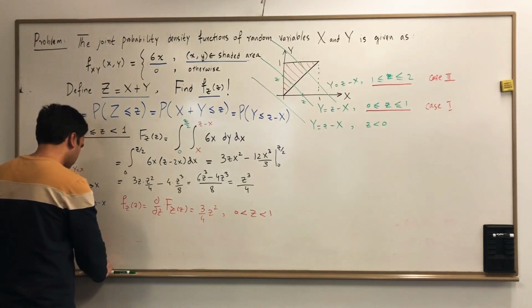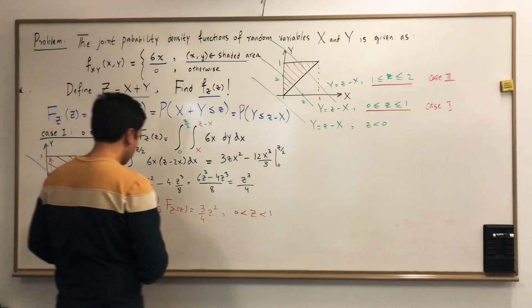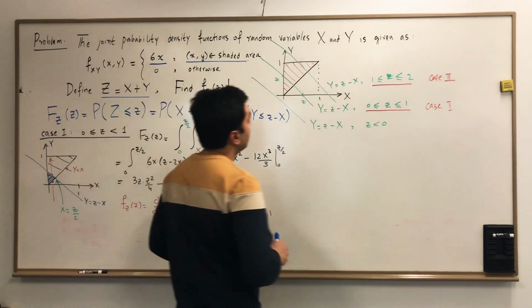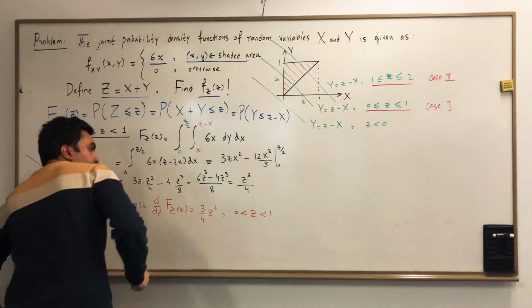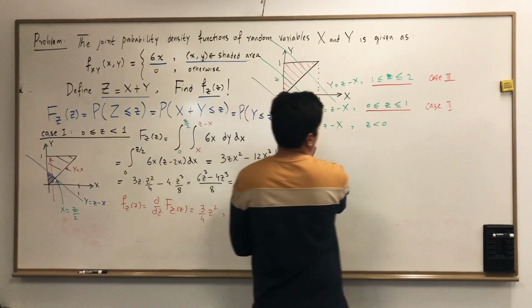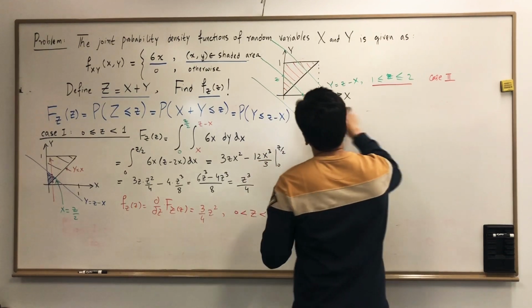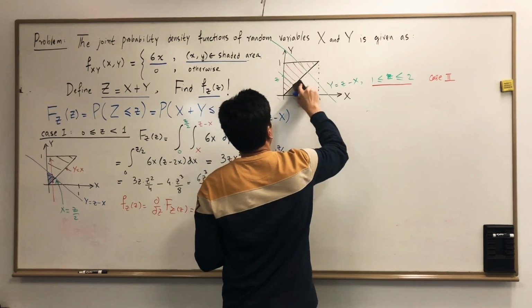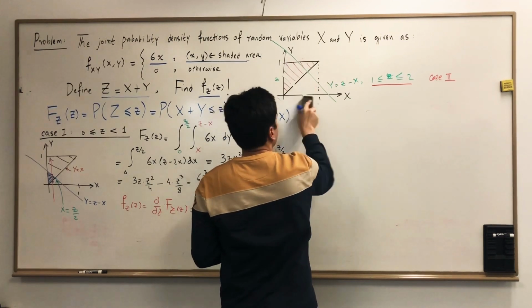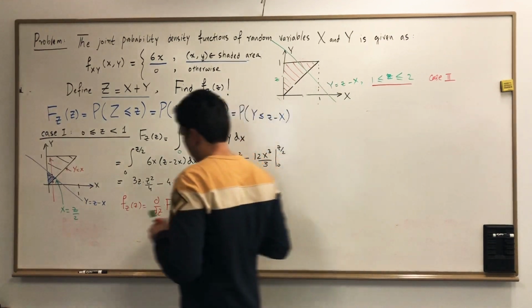For the next part, that means case number 2. So let me erase this part here. This is no longer required. We have finished case 1. So case 2 is this one where z is between 1 and 2.